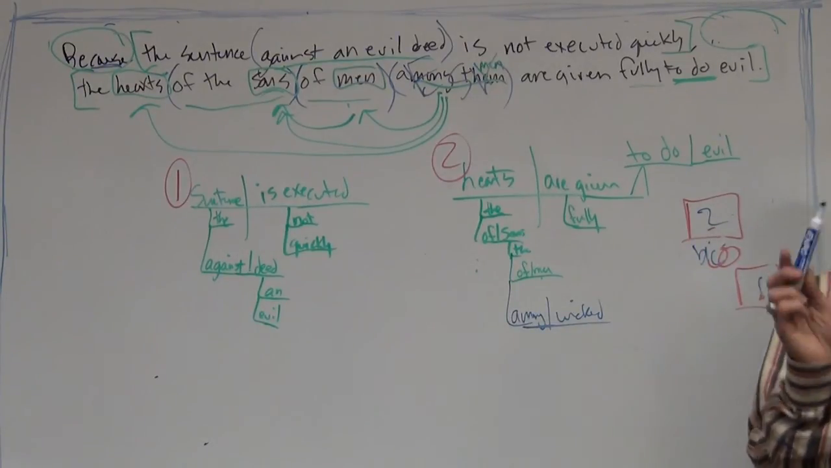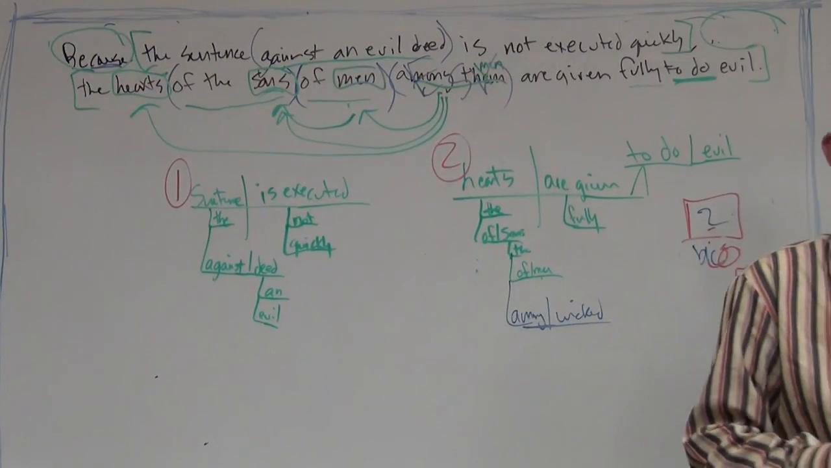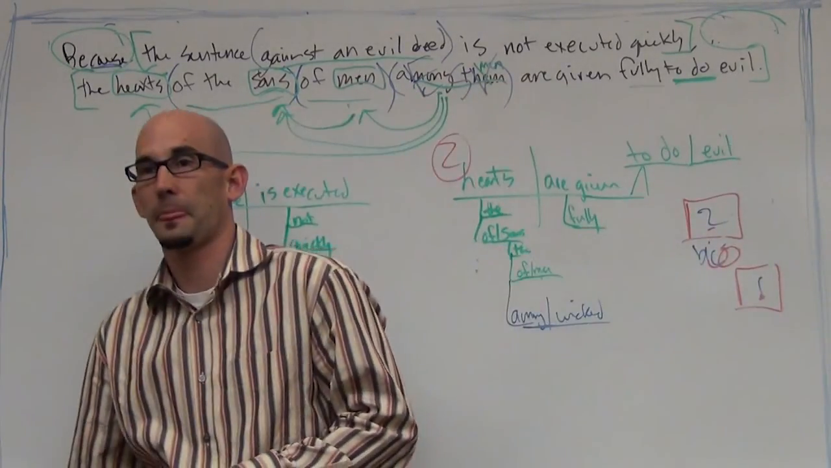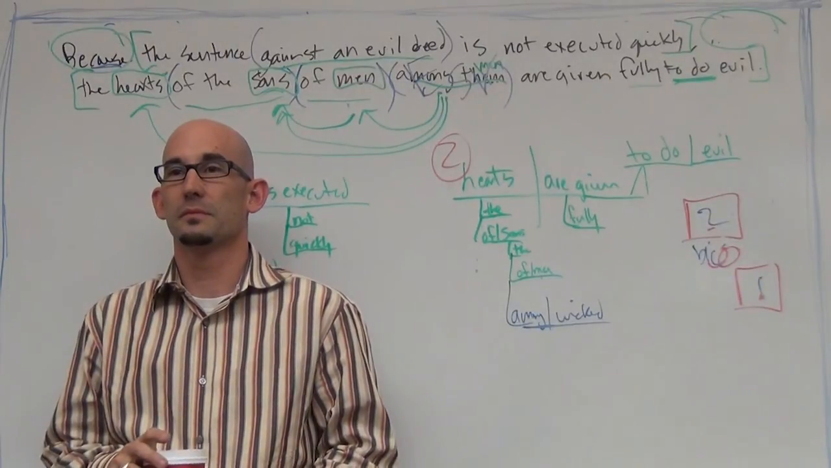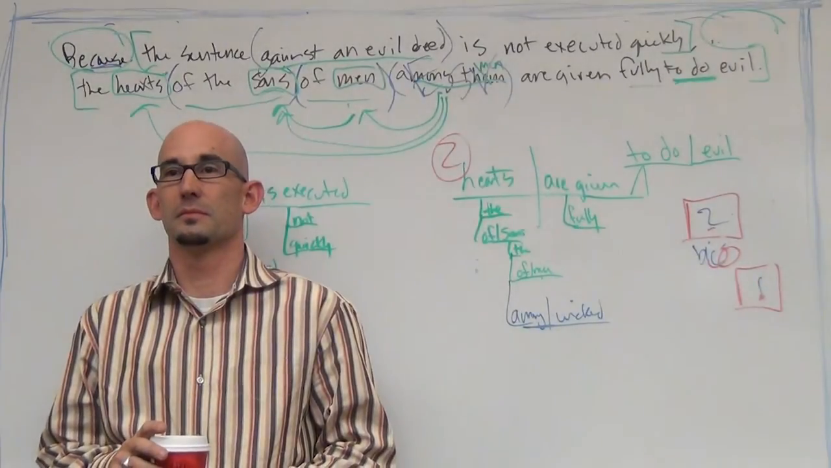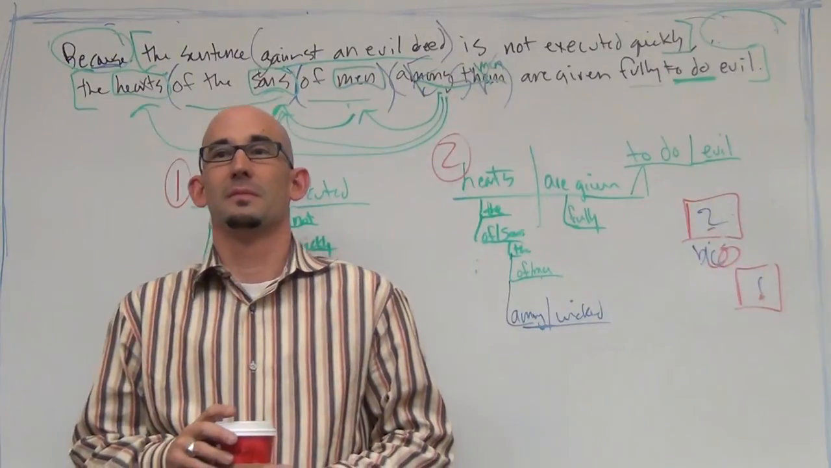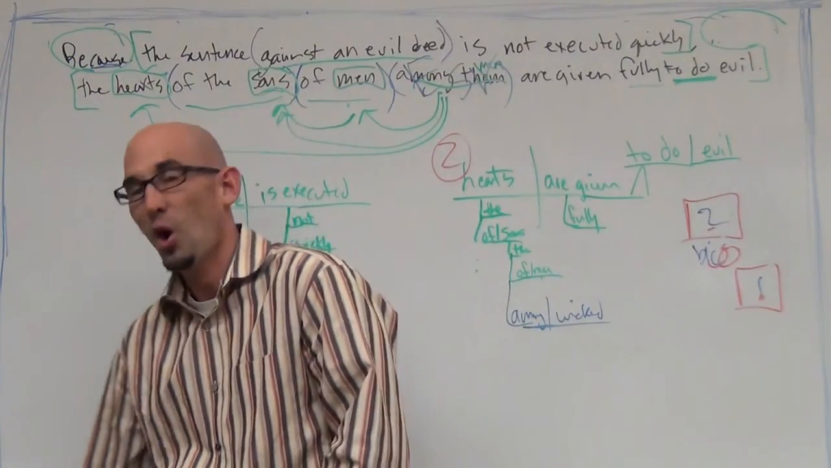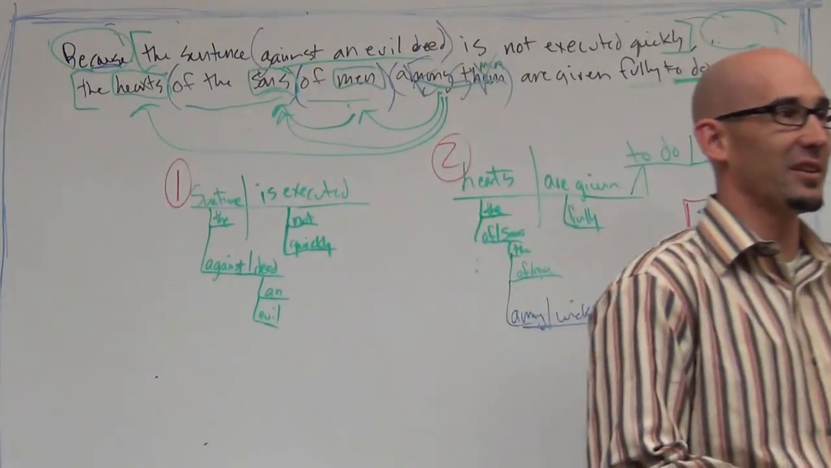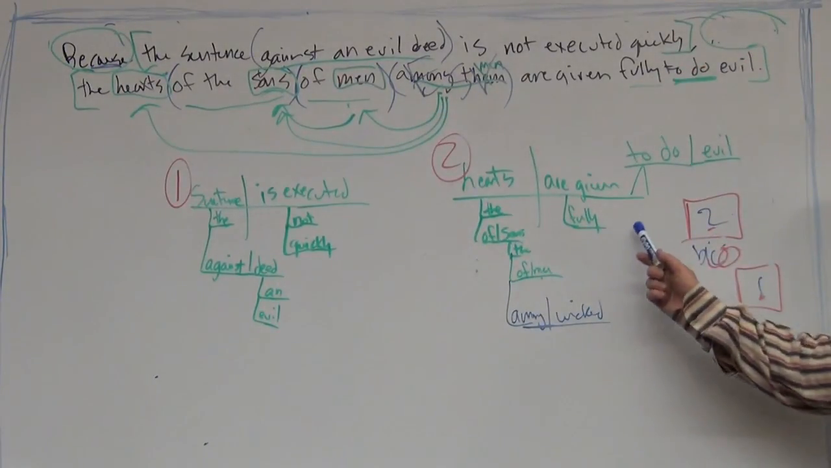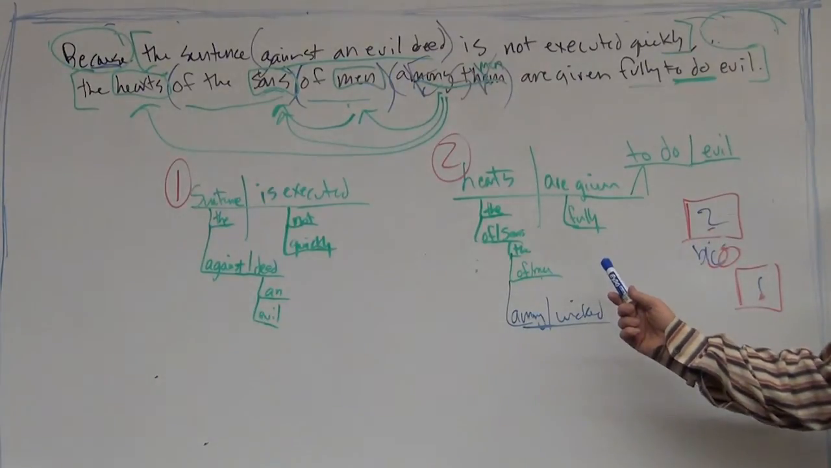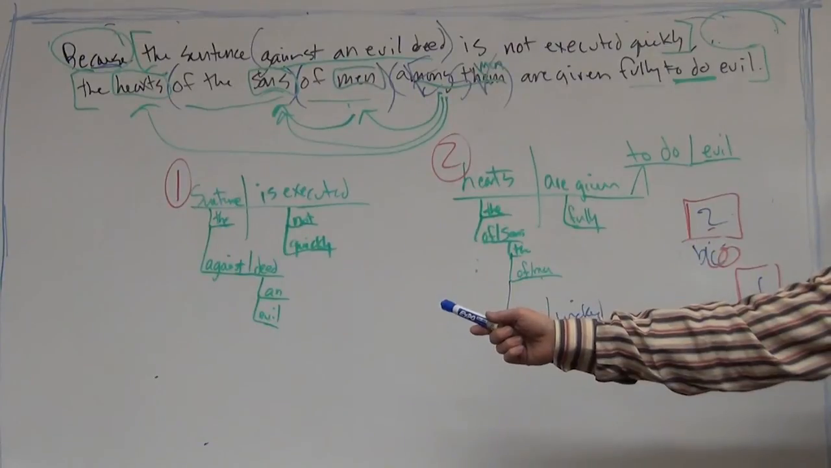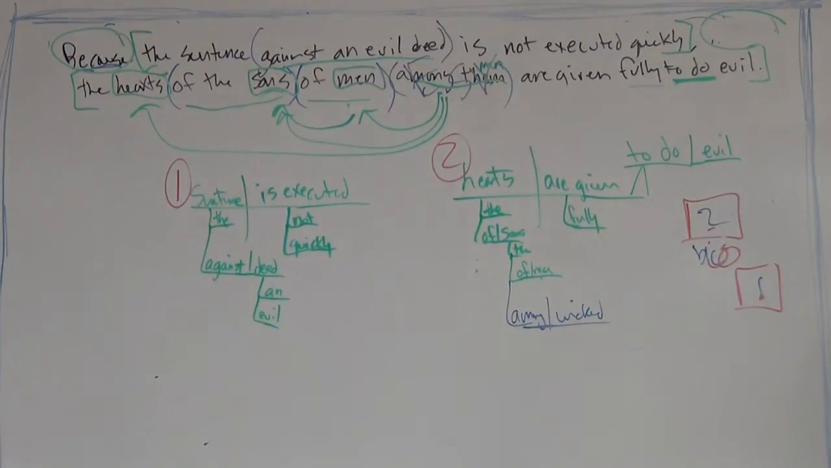Does anybody have another English version? Jenny, you want to read the ESV for us? That's pretty much the same. Because the sentence against an evil deed is not executed speedily, the heart of the children of man is fully set to do evil. So much better. There's not two. What the New American Standard has done here is decided two different clause relationships at the same time, which makes it diagrammatically impossible.